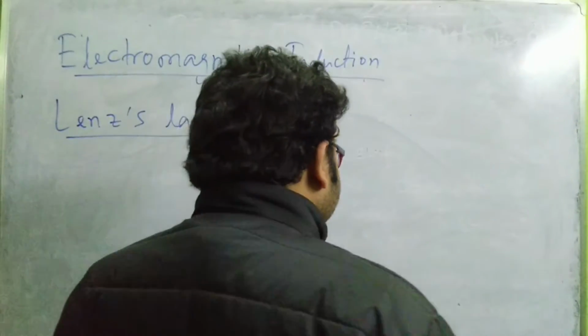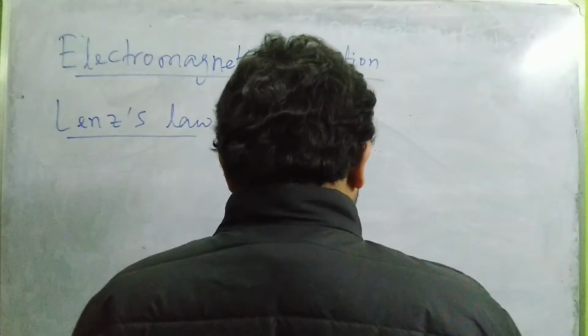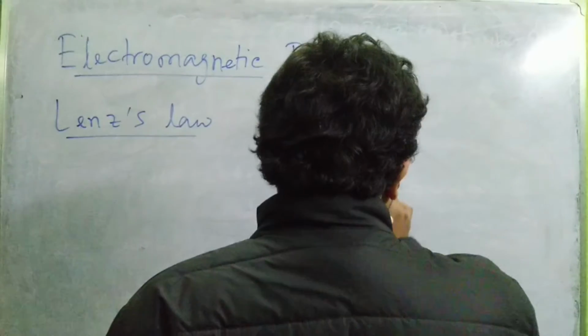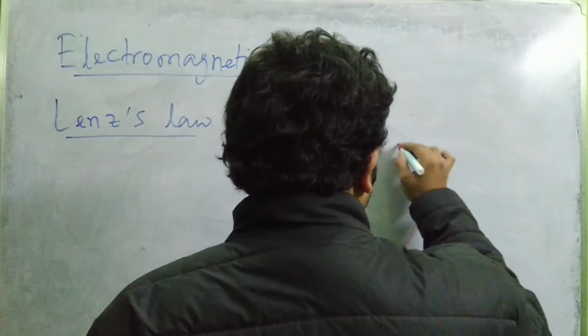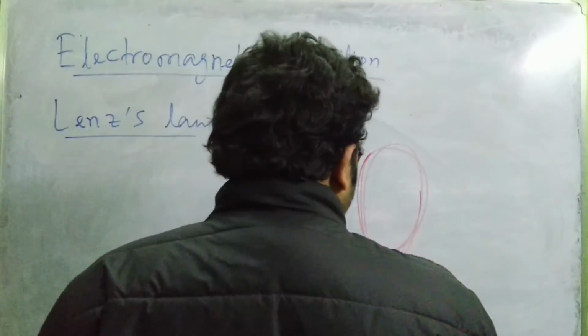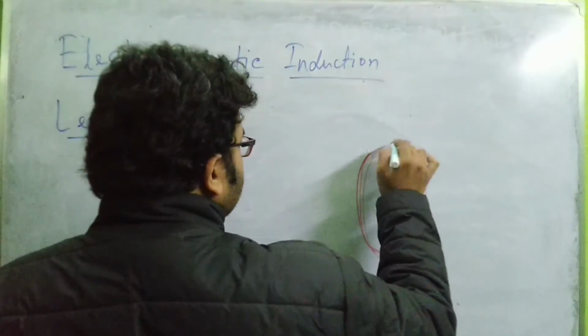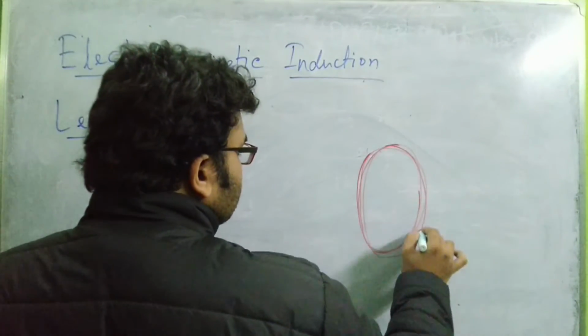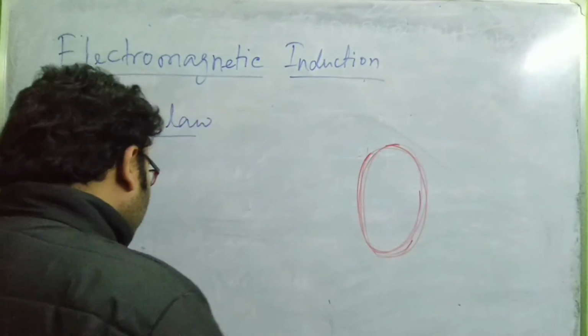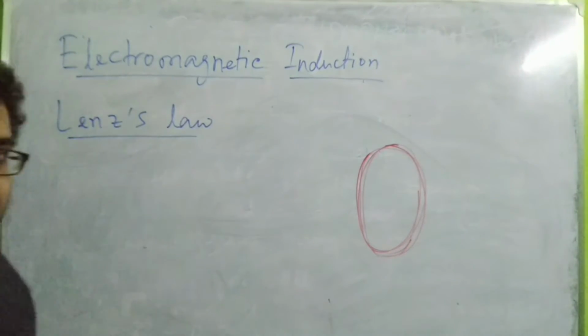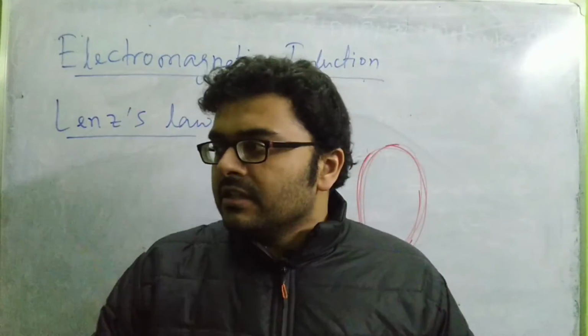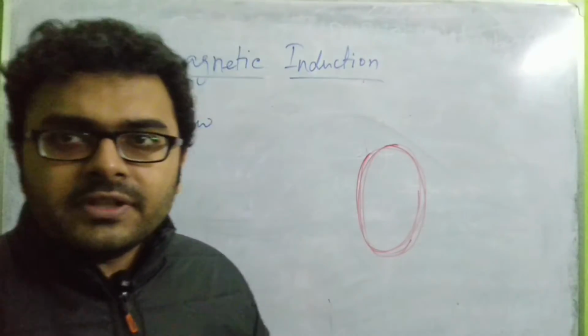Consider a conducting wire, a conducting loop like this. It is hanging from a certain support like this. Okay, so this is a conducting loop. The loop is actually in front of you like this.